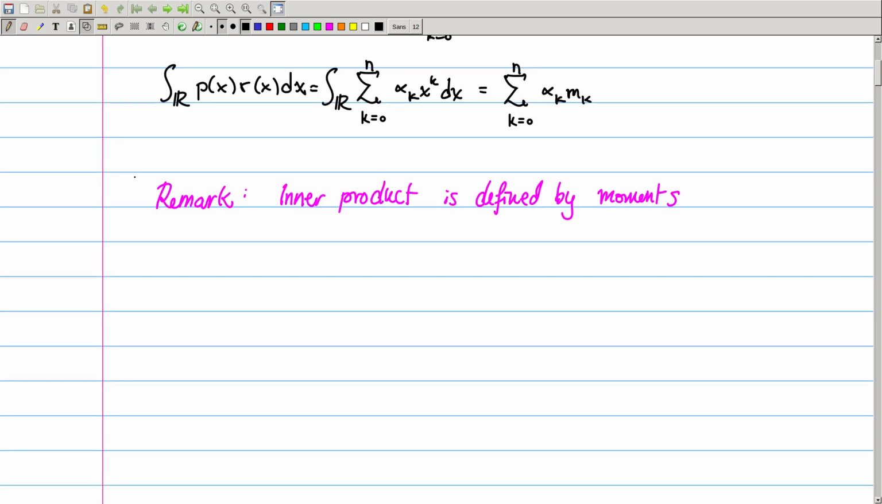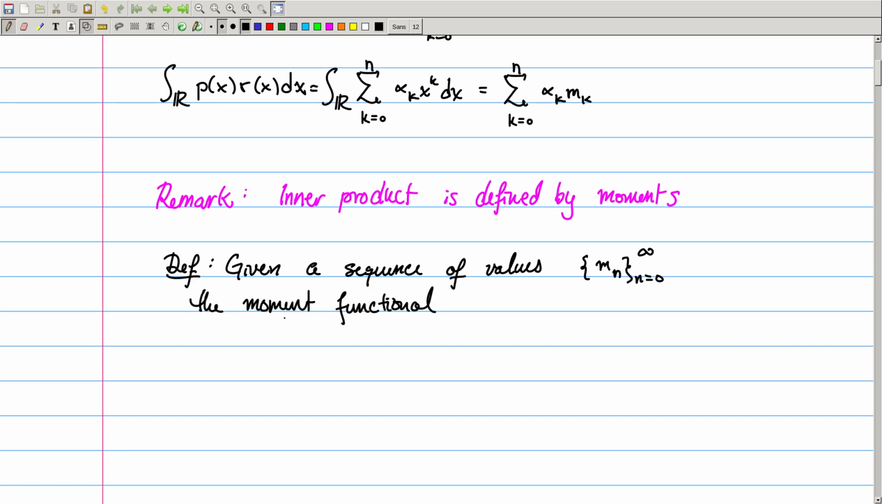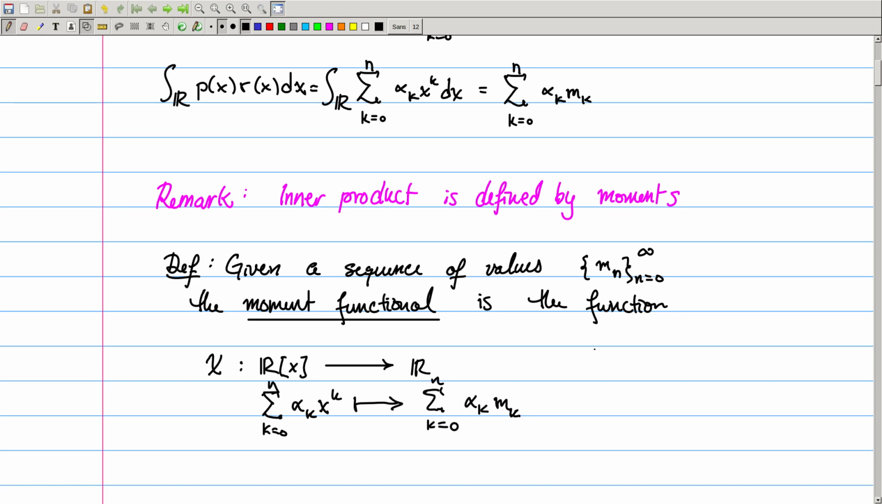One of the things we're observing here is that in order to define our inner product, we didn't really need a function r(x) so much as a sequence of moments. And this leads to the definition of what some sources will call a moment functional. Starting out with a sequence of values m_n as n goes from 0 to infinity, the moment functional is the function going from the collection of polynomials with real coefficients to the real numbers, defined by sending a polynomial, the sum from k equals 0 to n of alpha_k x^k, to the sum from k equals 0 to n of alpha_k times m_k.